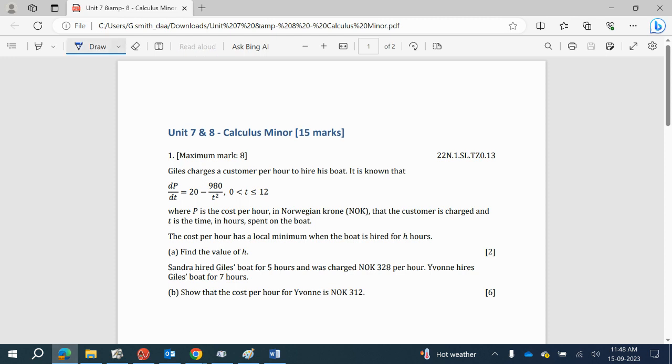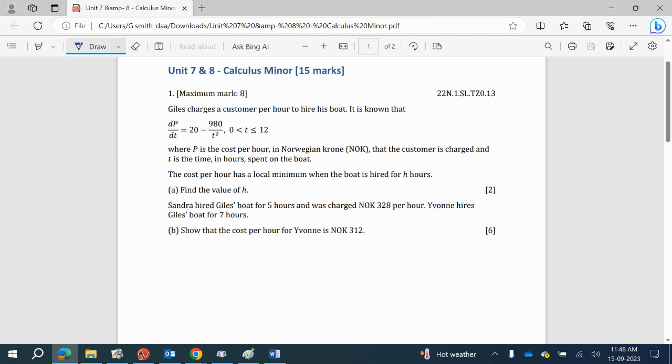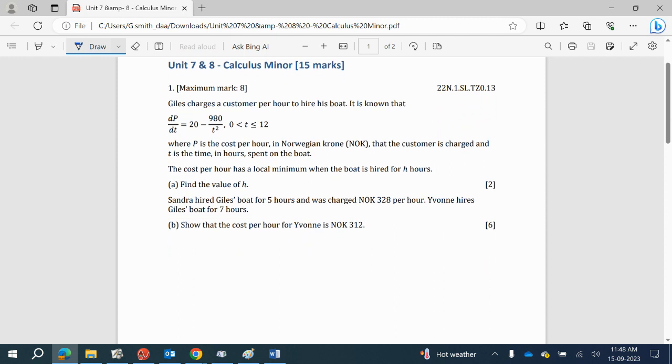So here in this first question, Giles charges a customer for a boat hire. It's modelled like this, where P is the cost per hour in Norwegian krone that the customer is charged, and T is the time. The cost per hour has a local minimum when the boat is hired for H hours. Find the value of H.